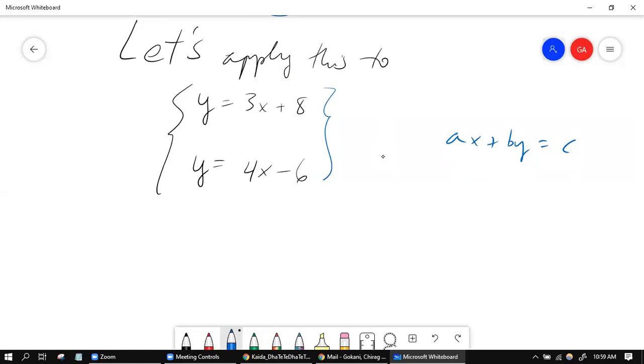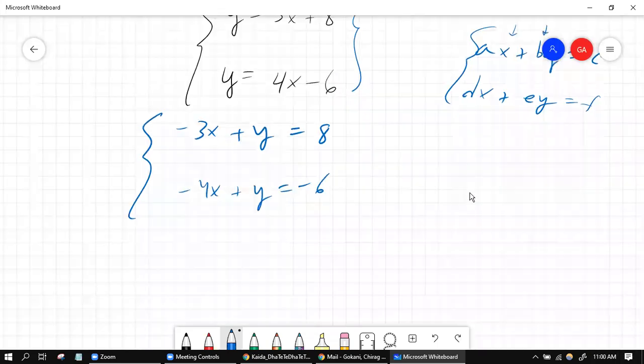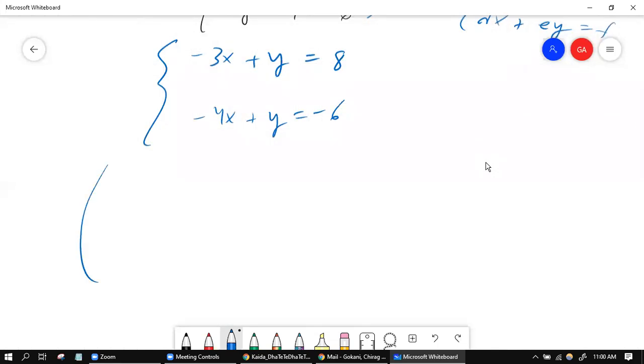Okay. So anyway, we need this to be in this form: dx plus ey is f, whatever, right? So right now it's in the other form. So I basically need the x's and the y's on one side and the numbers that don't have x's and y's attached to them on the other side. So I'll convert that to this form. I'm going to put the x's and y's on the left side. So minus 3x plus y is 8. Minus 4x plus y is minus 6. Now I'm going to write this as a matrix problem.